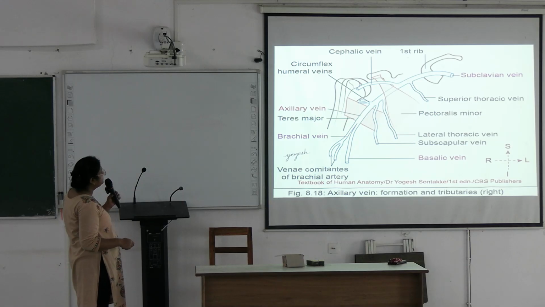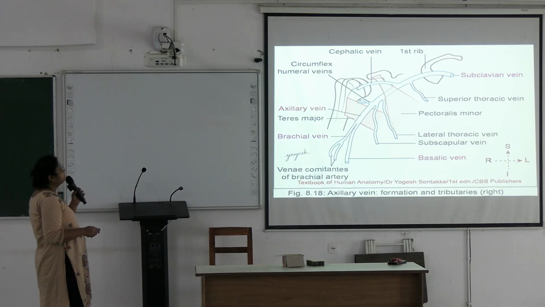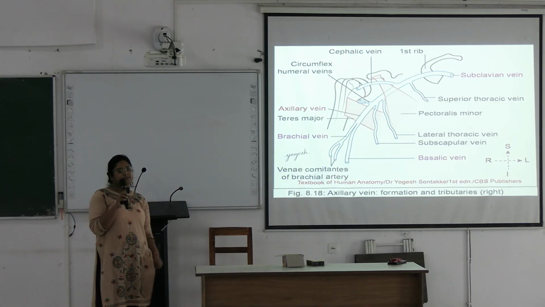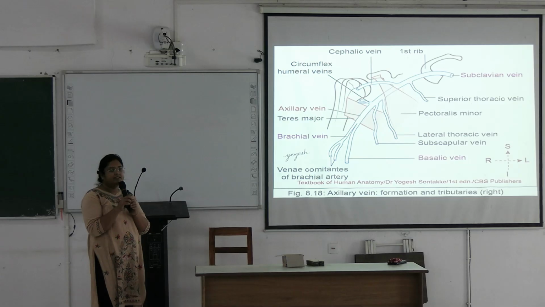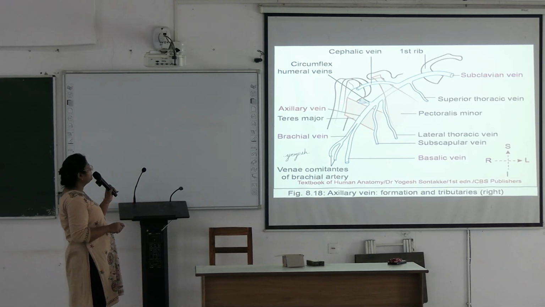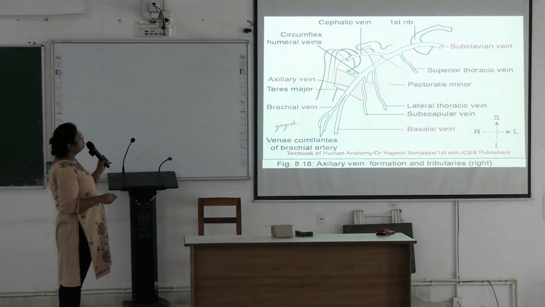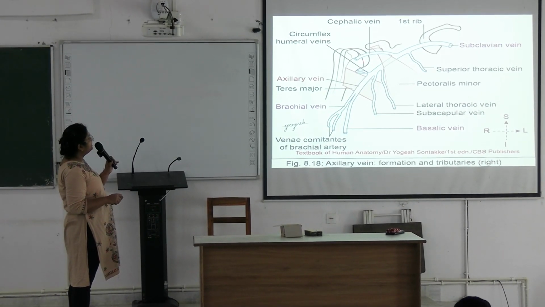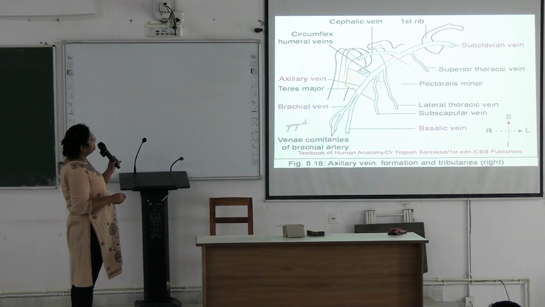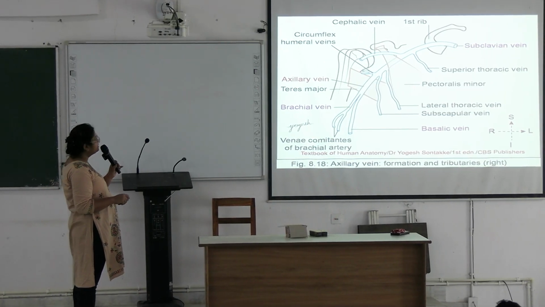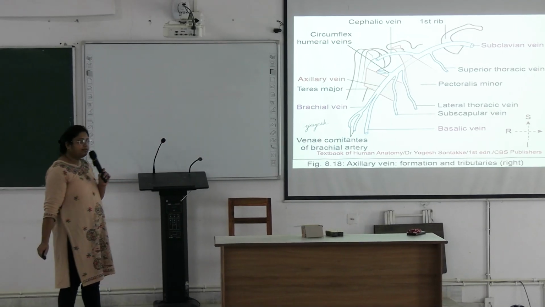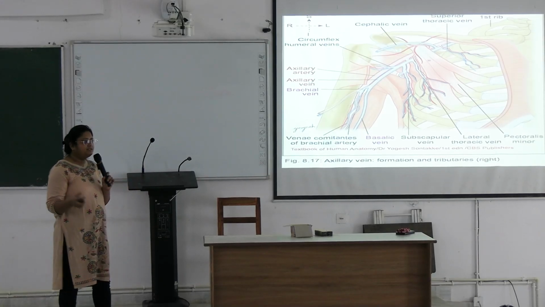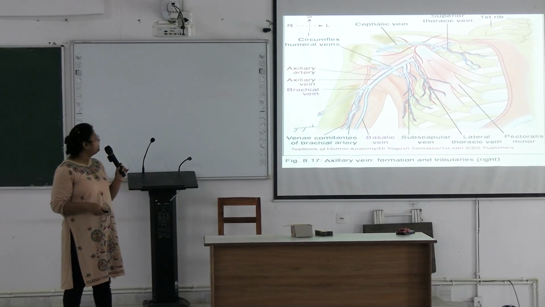See here, these are the different tributaries. Cephalic vein, you have seen cephalic vein. Cephalic vein was piercing through the clavipectoral fascia and going to drain into the axillary vein. Okay, so here you can see cephalic vein is draining into the axillary vein. The superior thoracic vein, lateral thoracic vein, subscapular vein, venae comitantes of brachial arteries, basilic vein, anterior, posterior circumflex humeral veins, all these are tributaries of this axillary vein. Okay, understood? Some are formative tributaries and some are other tributaries. Okay.